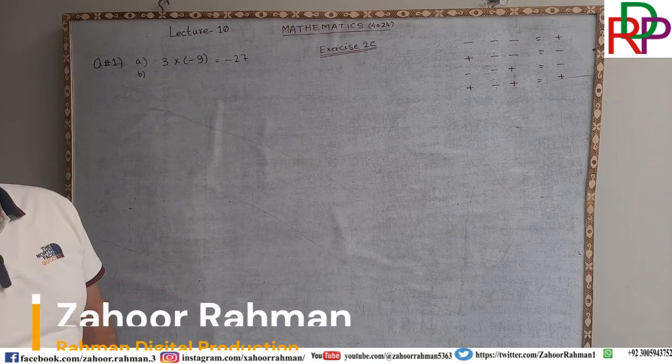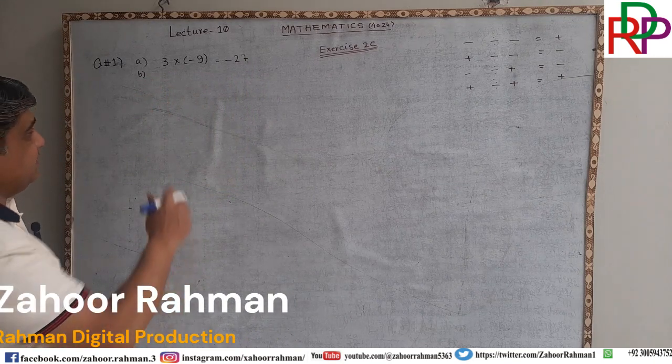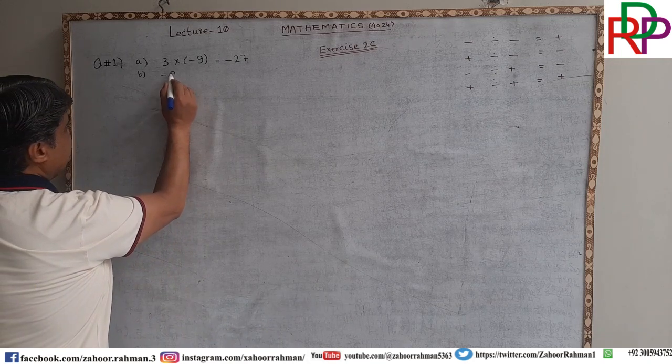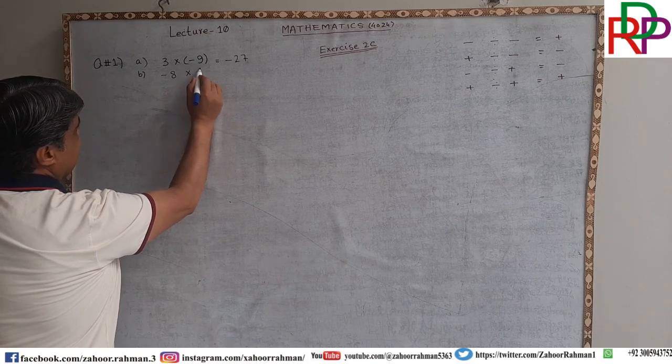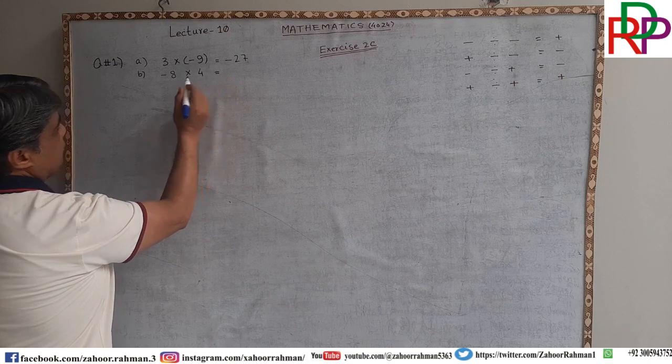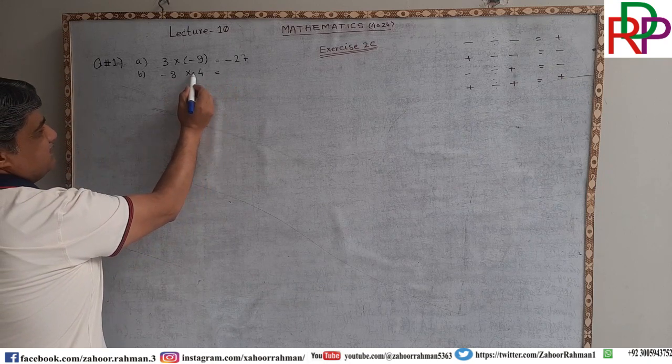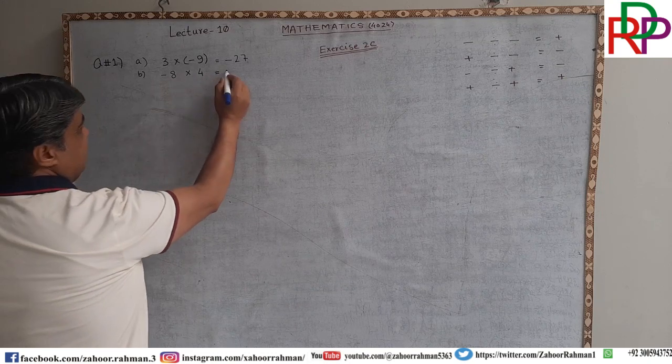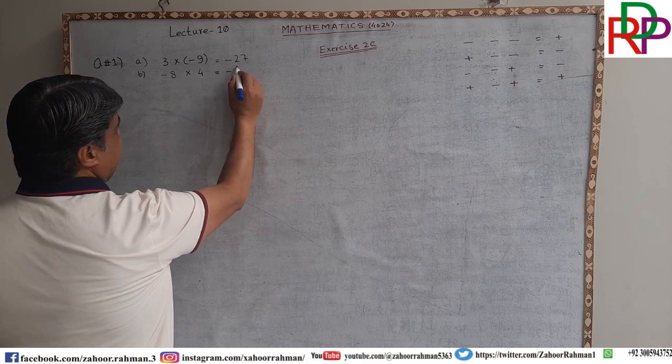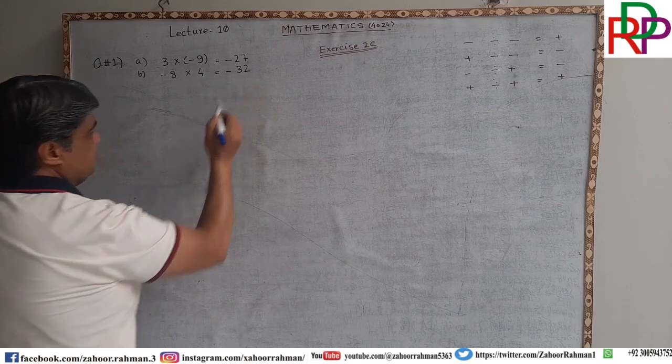B part is saying minus 8 multiplied by 4. So again there is a positive symbol. Positive and negative will give you negative, and this is 32.